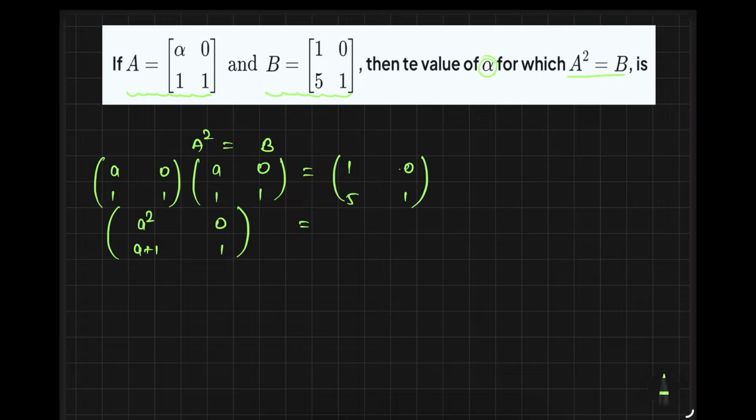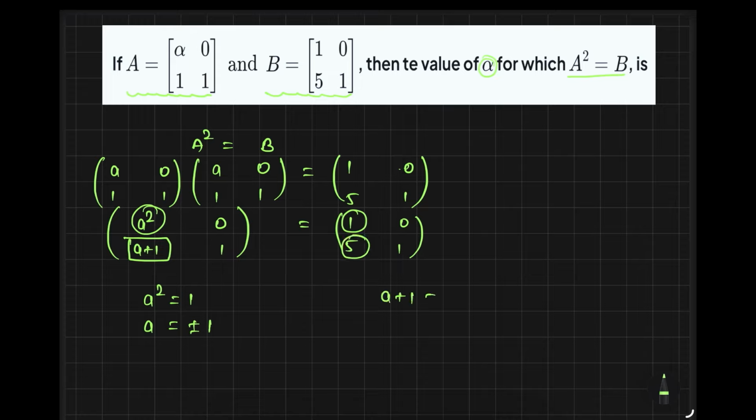Now you need to equate A square with this, [1 0; 5 1]. Now can I say that alpha square is equal to 1? I have compared these two elements. So alpha will be equal to what? Plus minus 1. Now from this side, alpha plus 1 is 5. So alpha will become 4.